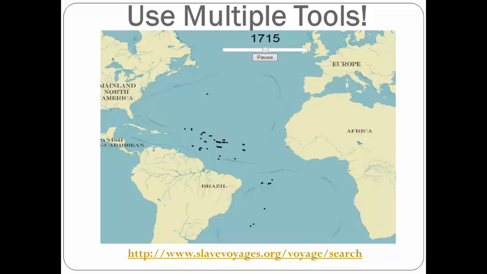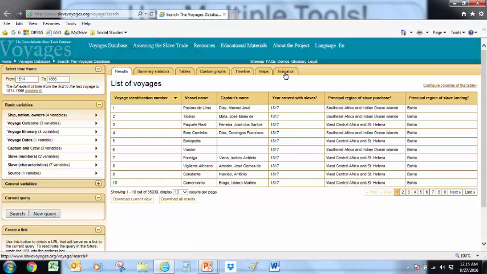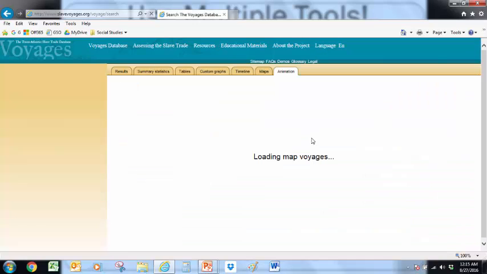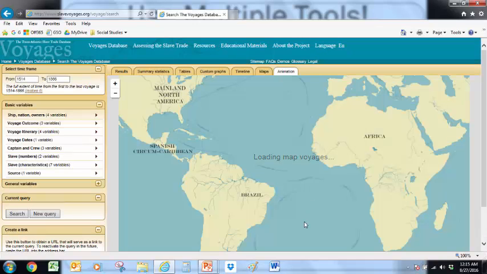This is a screenshot of an interactive tool at SlaveVoyages.org that allows students access to primary source information about the African slave trade. They can use this resource over here in the Animation tab to get a picture of the onset, rise, and decline of the African slave trade to the Americas. They can either watch the brief interactive all the way through so that they can see that pattern, or they can go ahead and use this bar to hone in on a particular year.